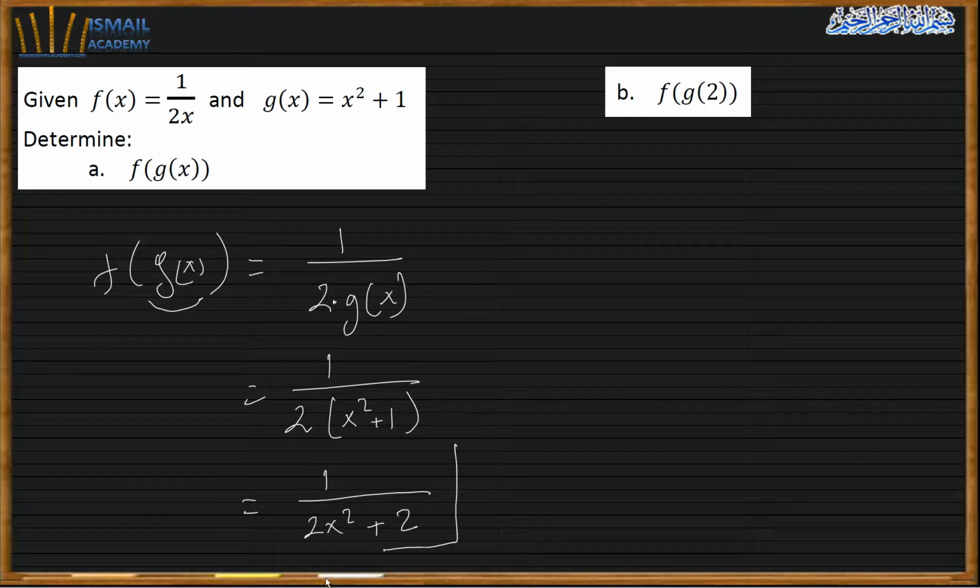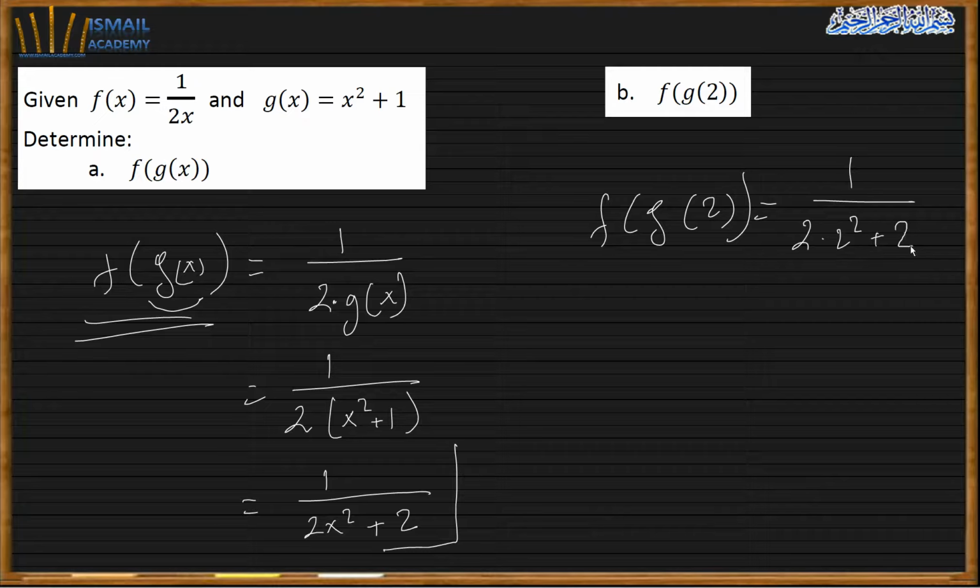Then I'm done. Now to solve for this, I don't need to find what g of 2 is, then plug it into f of x. I already have my composition here. So I just substitute 2 here. So f of g of 2 is going to be 1 over 2 times 2 squared plus 2. So it's going to be 1 over 8 plus 2, which is 1 over 10.